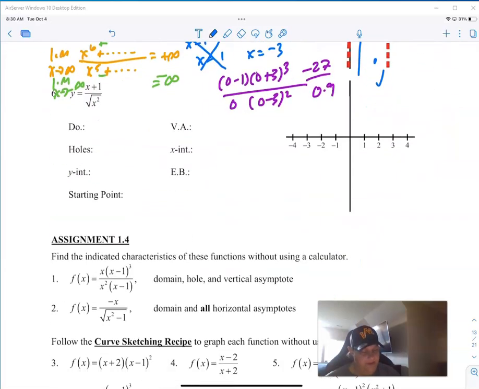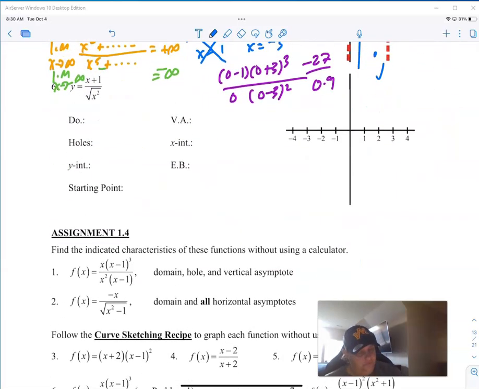Okay, let's see if we can graph this last one. All right, here we go. Domain. X cannot be 0 because the bottom can't be 0. But the square root of x squared is okay because the part that's inside can never be negative, while an x squared can never be negative anyway. So that's my only domain restriction right there.